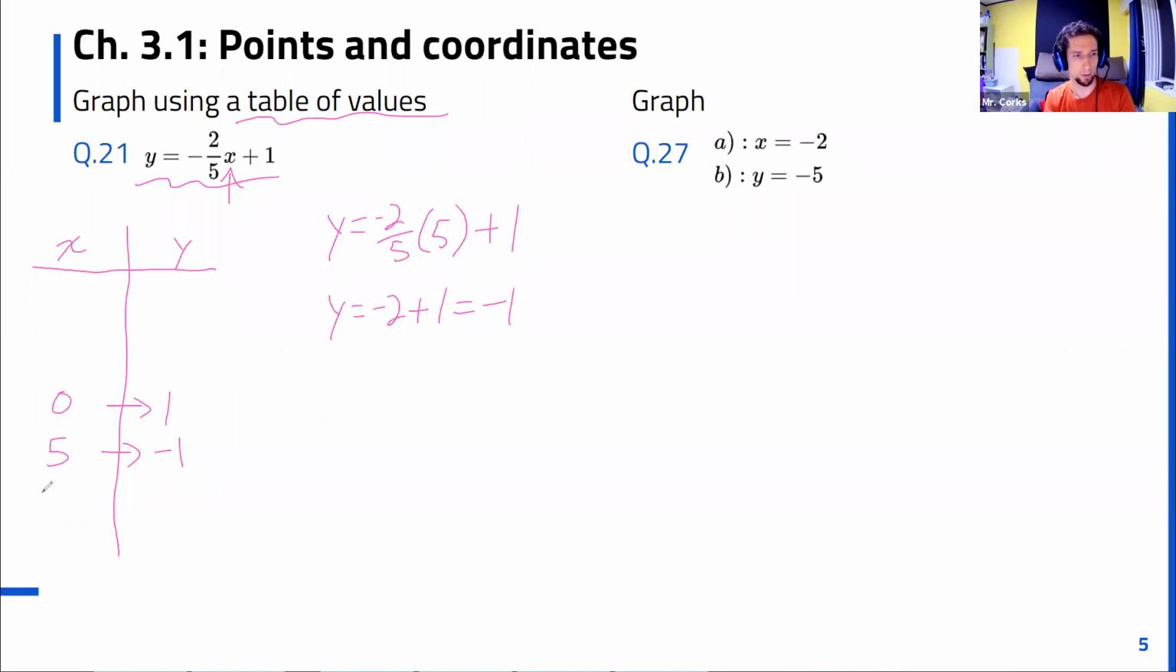So another easy value like 10 or -5. What would the y value be if we substitute in 10 here? 10 and -5, tell me what those two would be. For 10, I think it's -3. Okay, and for -5?